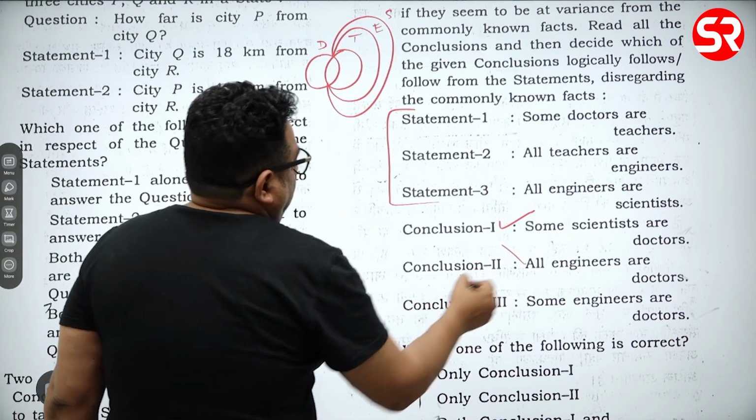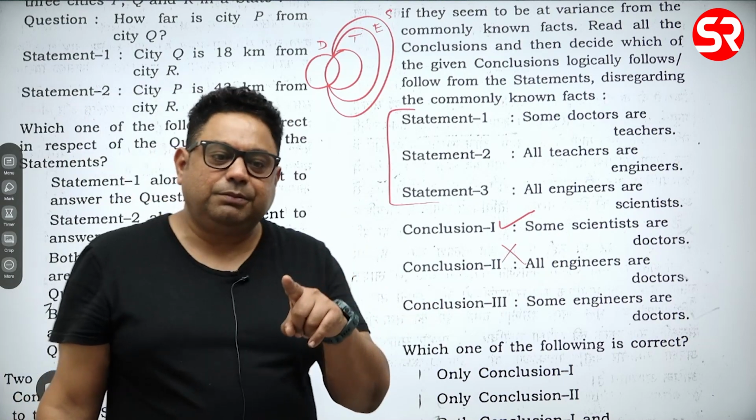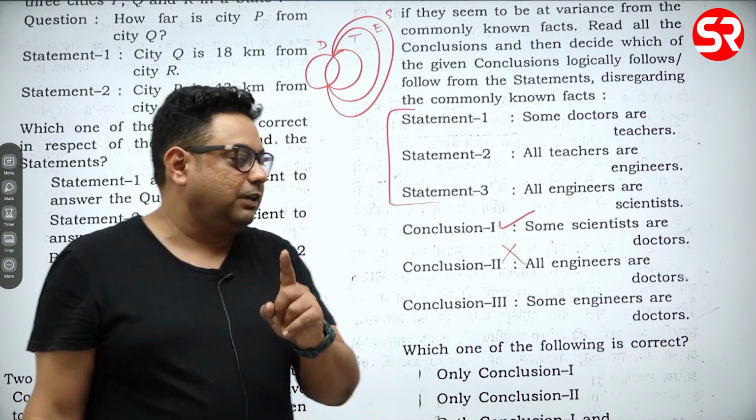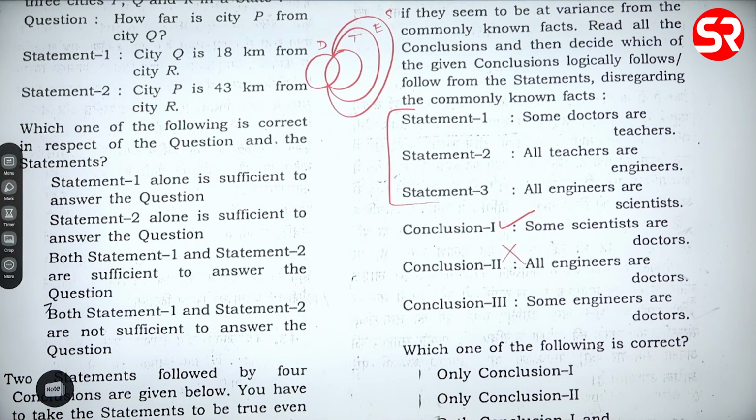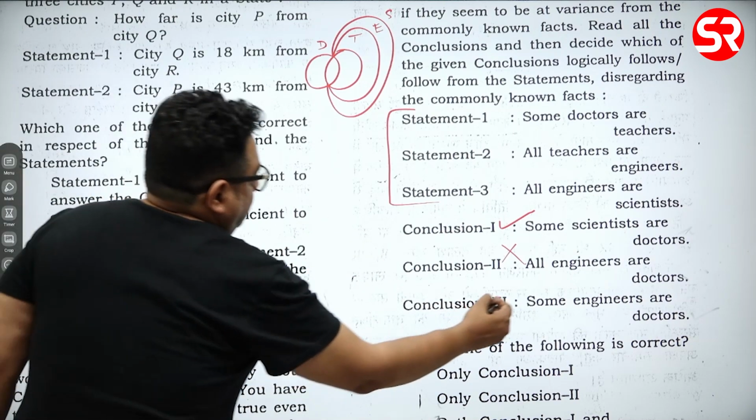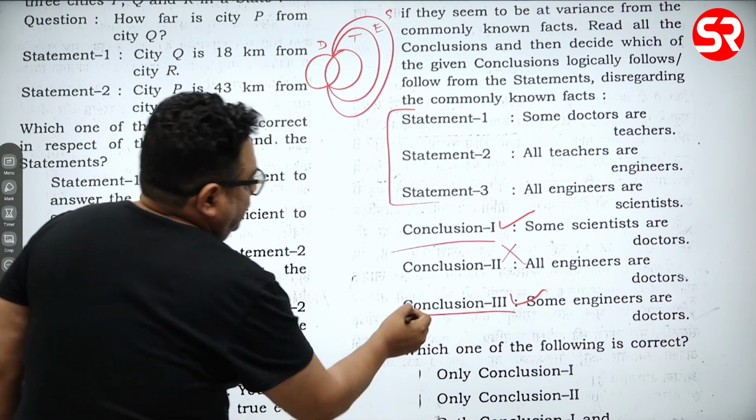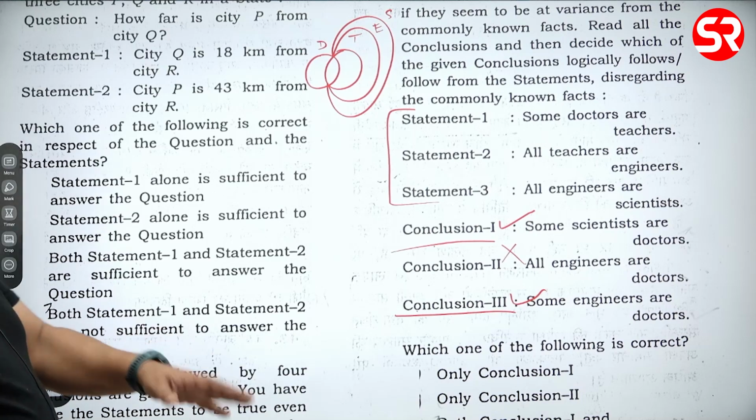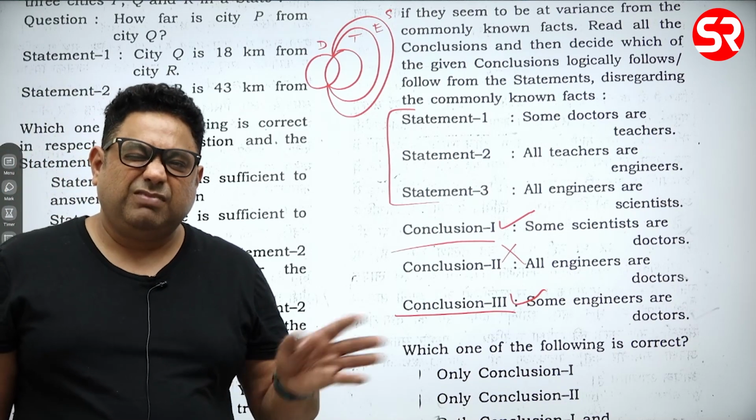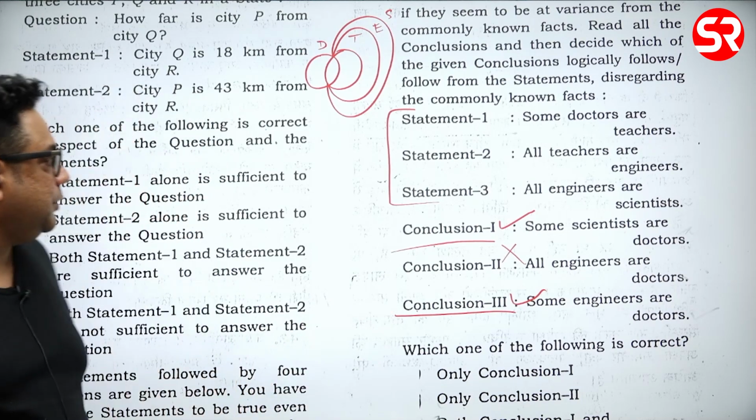And these are all positive conclusions, so only one diagram is required, alright? And the last one, some engineers are doctors. True. So conclusion 1 and conclusion 3 are true. And there is an option which gives you this, alright? Done. Easy. Not a problem, not at all an issue, right?